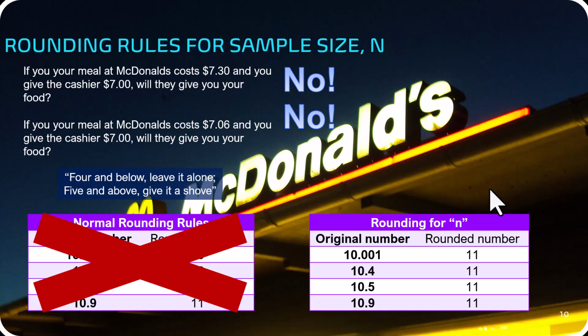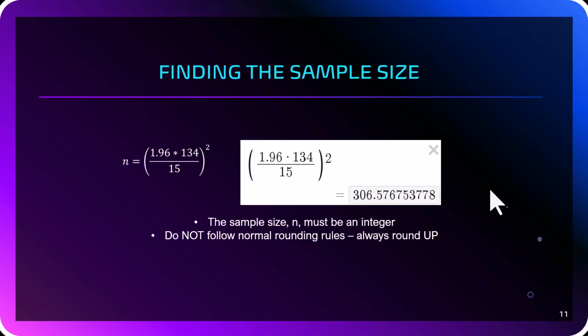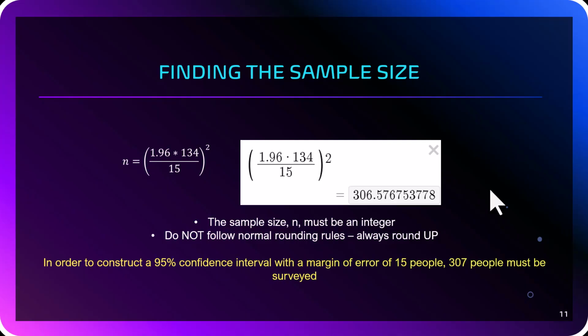So if we need more than 10, then guess what? We need 11. So again, normal rounding rules do not apply. The sample size has to be an integer. It has to be a whole number in this case, and we can't follow normal rounding rules. So in this case, we are going to round up to 307. And you might notice, well, in this case, it's not a huge deal because rounding rules would suggest, since it's 0.57, 5 and above, give it a shove, normal rounding rules would suggest to round to 307 anyways. And you would be right if you argue that. Okay, but the point is, even if it was 306.00001, I would still have to round up to 307 people.